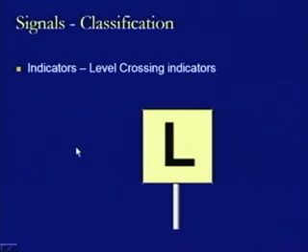Then we have the level crossing. The level crossing indicator is in the form of a rectangle, a square sheet on which the L is placed. So, if on the side of the track the driver finds an indicator where L is written, it means a level crossing is coming ahead, and the driver has to be very cautious while crossing that level crossing, where persons may cross the track from the sides.